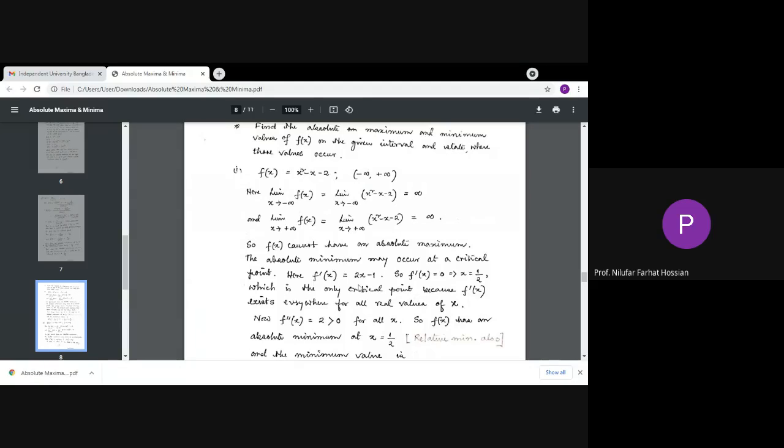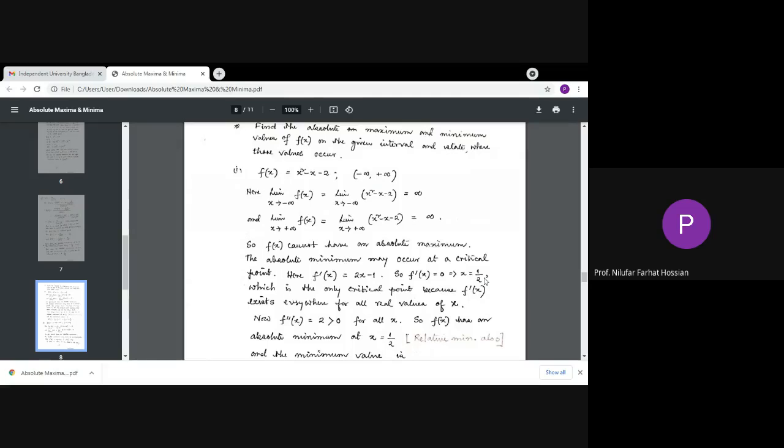So you have to think of two different cases: either f prime x equals 0 or f prime x is undefined. Here f prime x is defined for all values of x, so the second condition is invalid. And f prime x will be equal to 0 when 2x minus 1 equals 0, that means x equals half. So this half is a critical point. Your interval was minus infinity to plus infinity, so this half should be considered. So you are getting one critical point here, which is half.